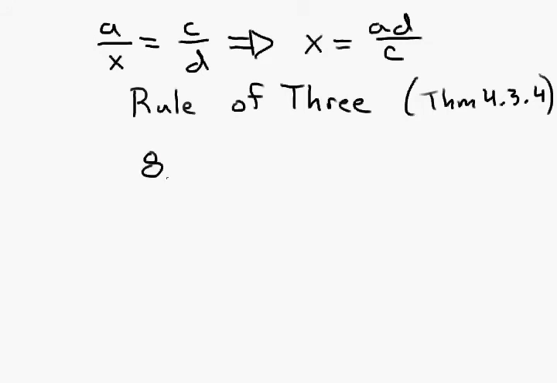Let's solve one more rule of 3 problem. We'll take 8 divided by x. We'll set that equal to 7/3. What's the first thing we're going to do? Get that x out of the denominator. And how are we going to do that? Multiply by x.